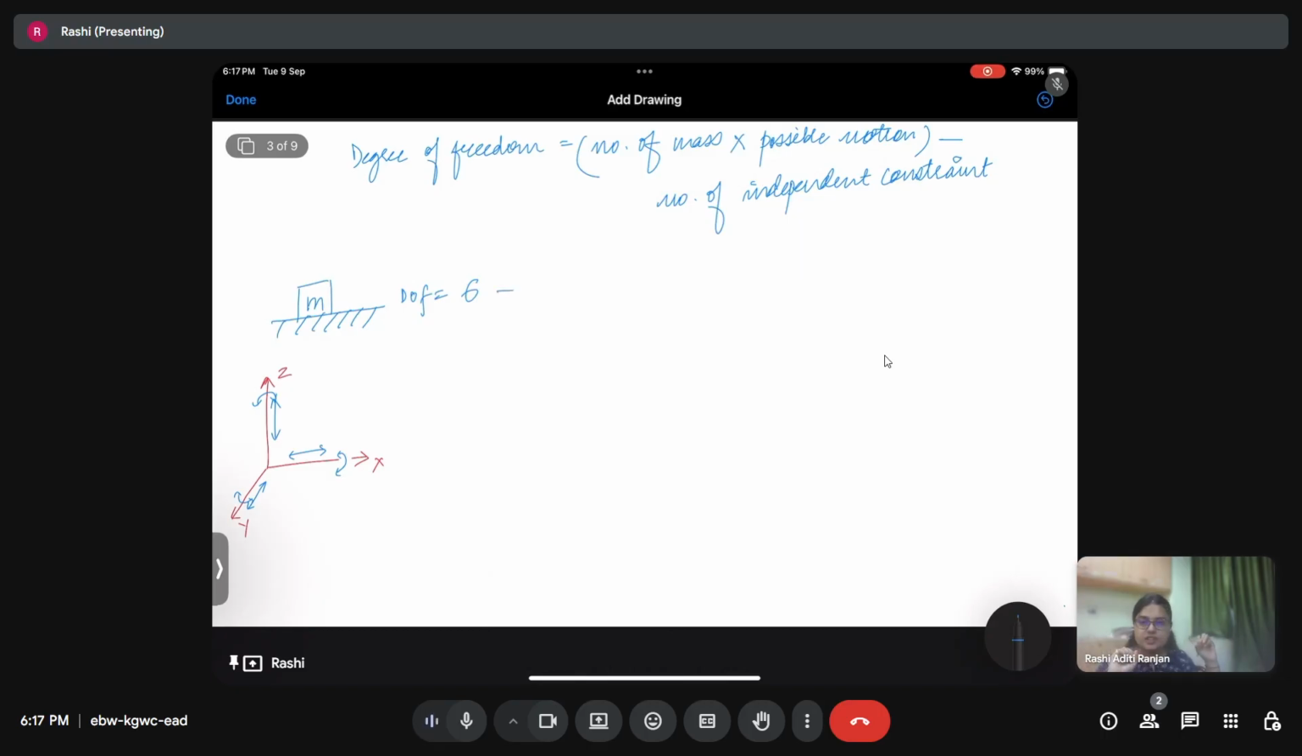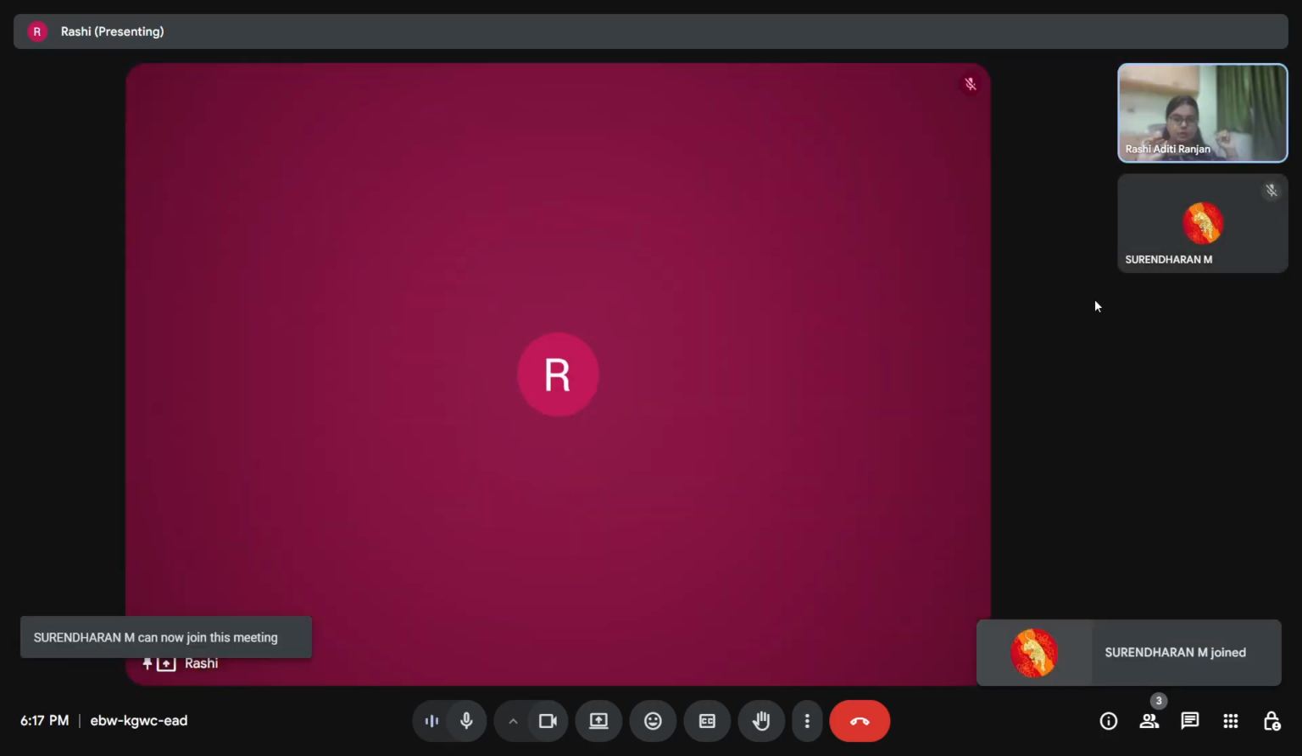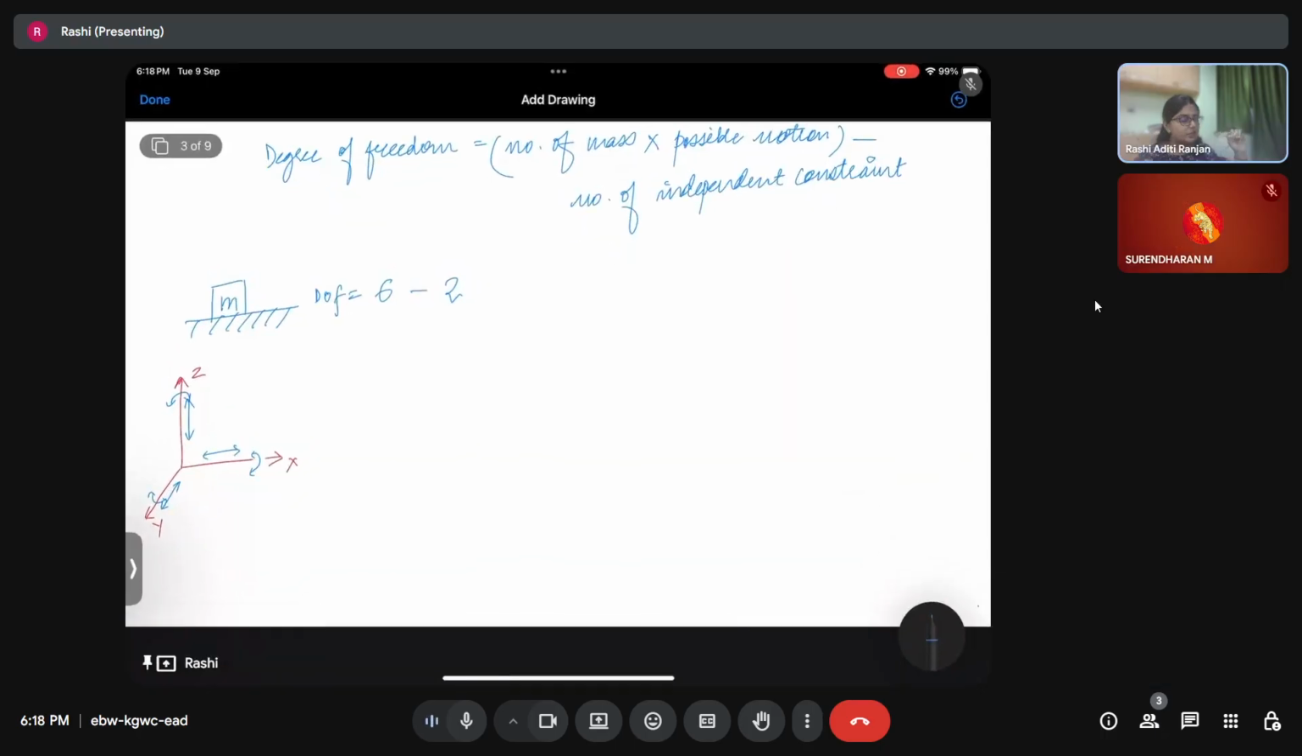The first constraint I have constrained it in the z direction, and then I have constrained it in the y direction, which means two translations are gone. Plus I have constrained it to not rotate about any of the axes. So then we are going to have minus 3. So the total degrees of freedom is 1.